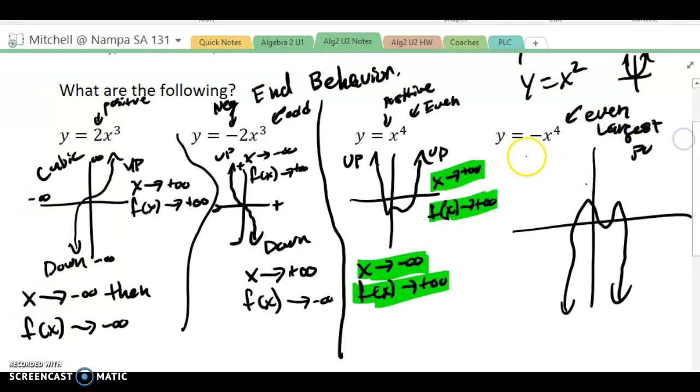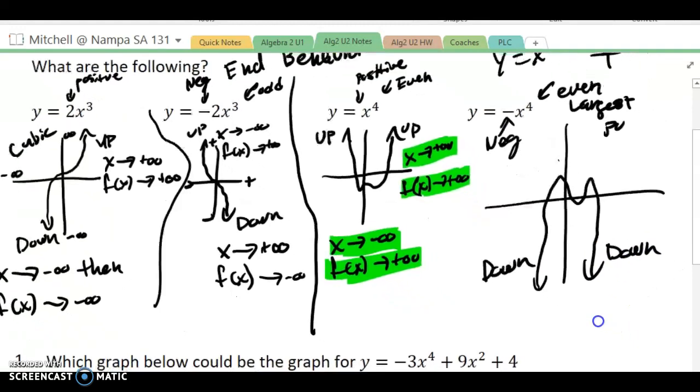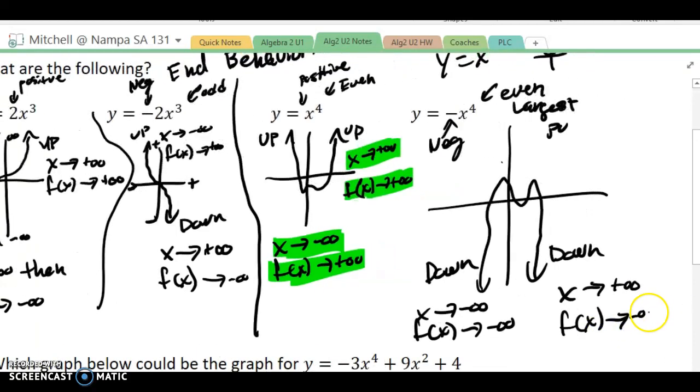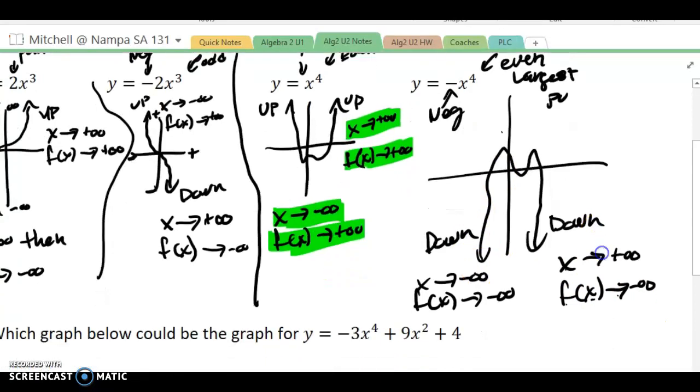Now it's negative in front, so that's why we're getting both downs. So on the left side it's going down, on the right side it's going down. So how we'd write this, as x is going to the left, y is going down. As x is going right, y is going down. Okay, now how I'd read this would be as x approaches positive infinity, f of x approaches negative infinity. But really what we're saying is x is going left, so on the left side, y is going down. And you see that with the arrow.